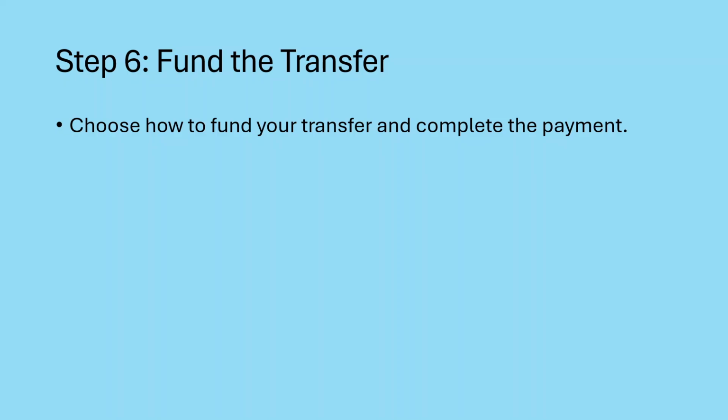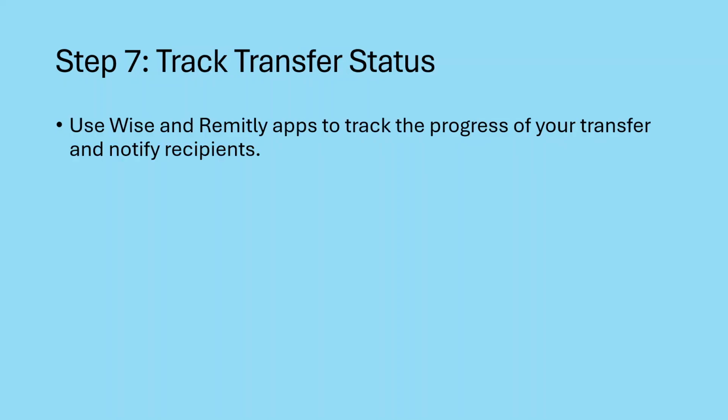Step 6. Fund the transfer. Choose how to fund your transfer and complete the payment. Step 7. You can track your transfer status. Use Wise and Remitly apps to track the progress of your transfer and notify recipients.